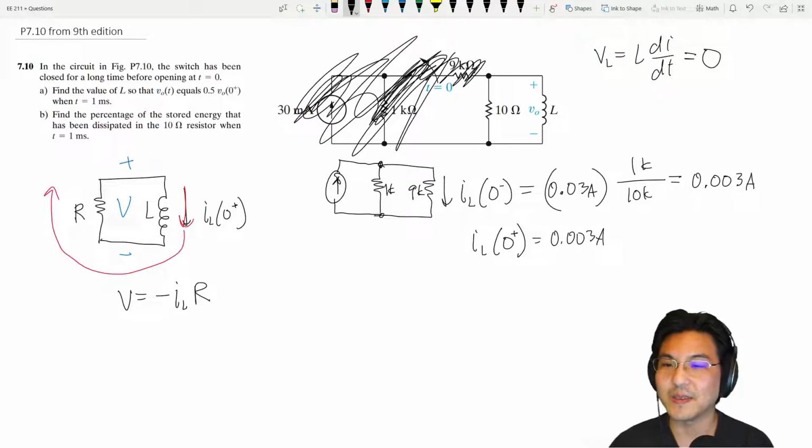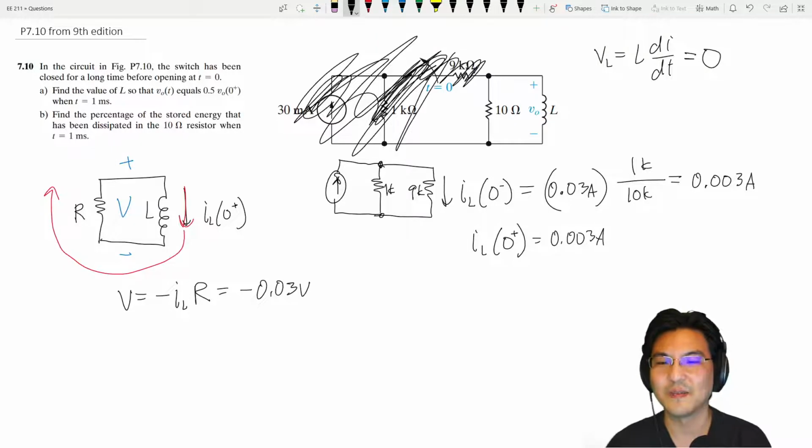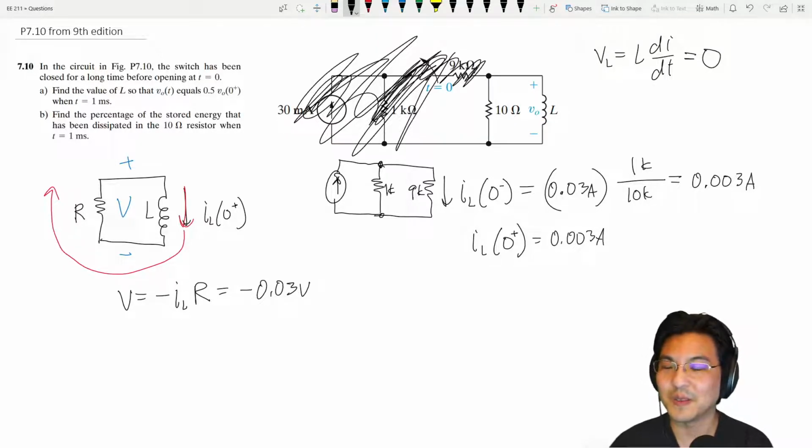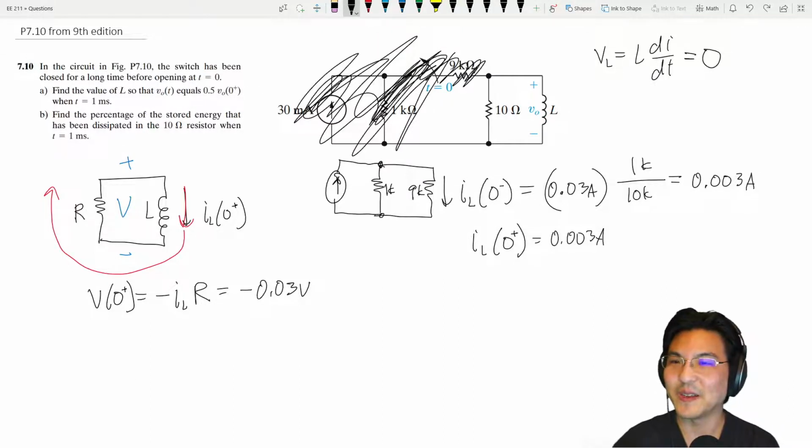Okay, so we just plug in the numbers: minus 0.003 amps times 10 ohms would be minus 0.03 volts. So we know this is the initial V at 0. That wasn't the question though. We're looking for the inductor value. So what value do we need?